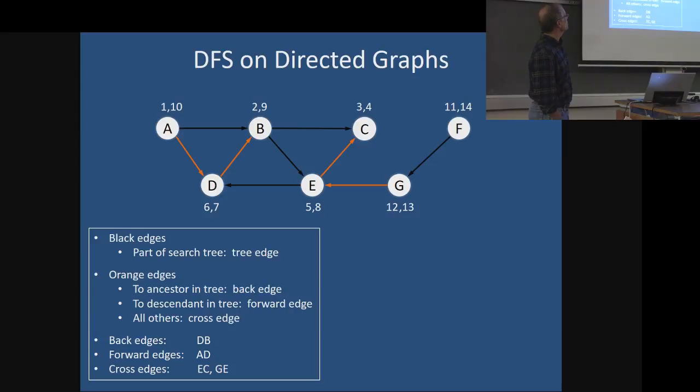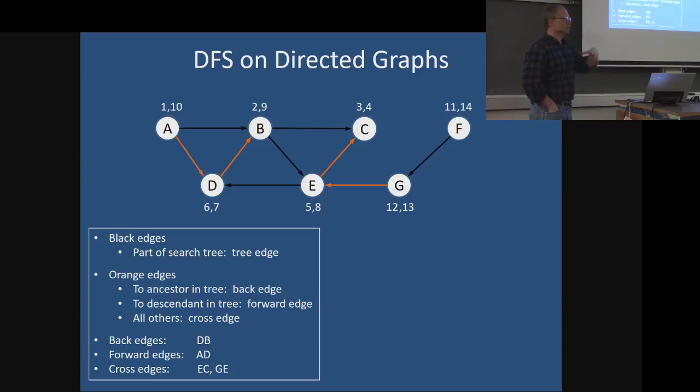So why is DB a back edge? Why is that orange edge DB a back edge? Yeah? Because B is not a leaf node? Well, it's not because B is not a leaf node. It's because by the time you get to D, B's already been visited, so you're going backwards in the tree.